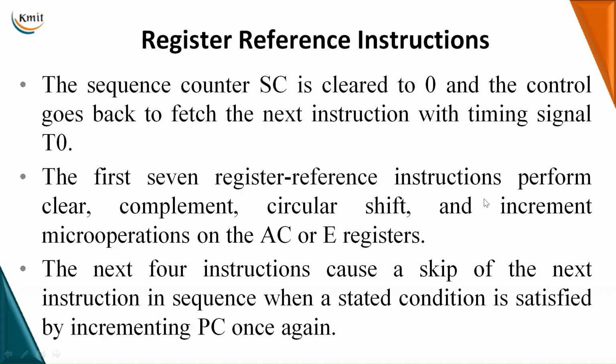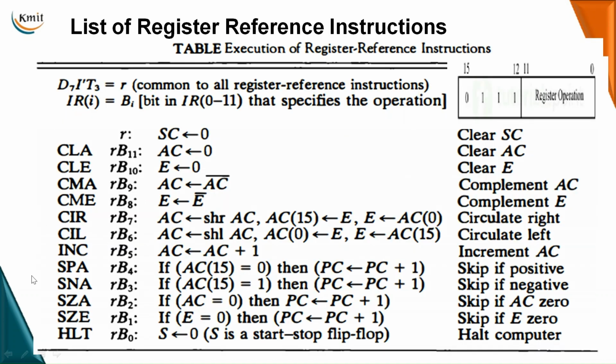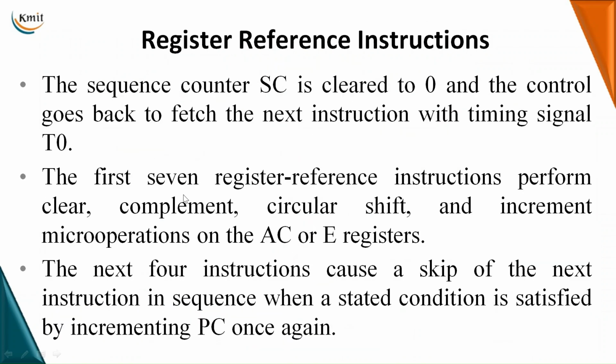The first 7 register reference instructions perform clear, complement, circular shift and increment micro-operations on the contents of the AC register or E register. Whereas the next 4 instructions skip the next instruction in the sequence when the stated condition is satisfied. So these 4 instructions skip the next instruction if the condition is satisfied, whereas the first 7 instructions perform shift, complement, clear, circular shift and increment operations on the registers. So these are the different types of register reference instructions present in a computer. Thank you.